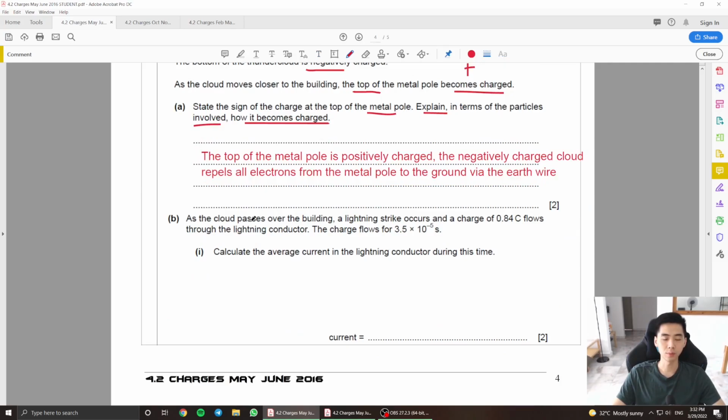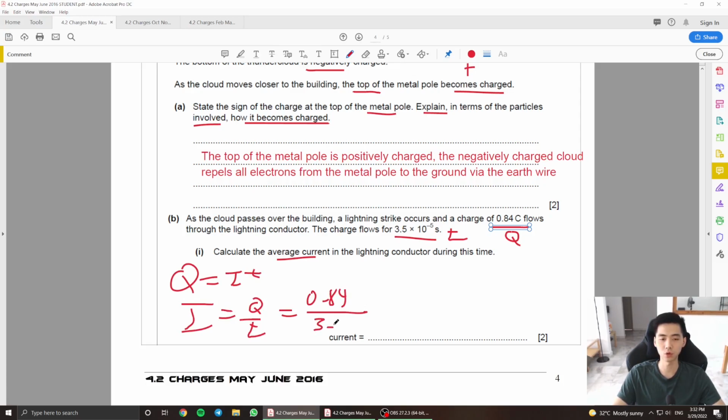As the cloud passes over the building, a lightning strike occurs at the charge of 0.84 coulombs, flows through the lightning conductor. The charge flows for this amount of time. Calculate the average current. It's very straightforward. Yet again, it's Q equals to IT. I would be equals to Q over T here. In this case, it will be 0.84 divided by 3.5 times 10 to the power of negative 5 here.